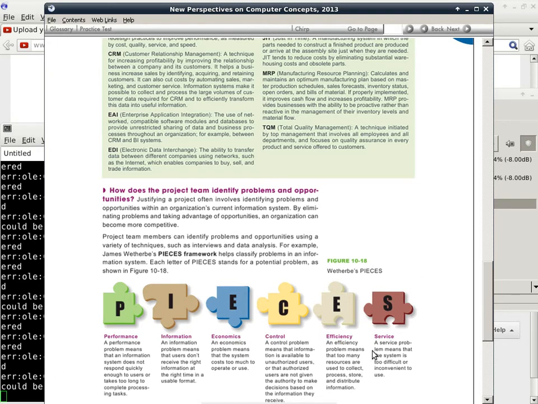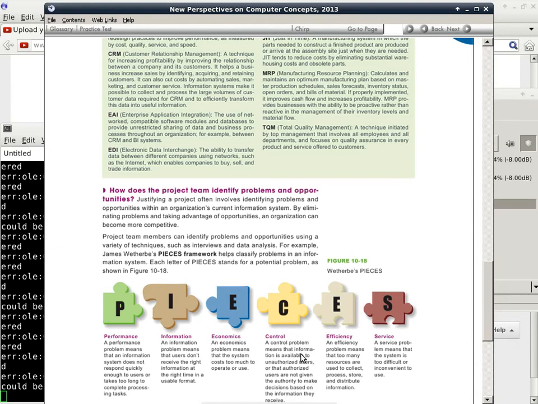So P is performance, and this second E is efficiency. Information: an existing information system may not be collecting all the information that needs to be collected or providing all the information that needs to be provided to the users. Economics means the system costs too much to operate or use, and that is not the same as efficiency here, because the efficiency here has to do with technical efficiency, not money-wise efficiency. So they just put another E in, so we can remember the word as PIECES instead of PICES, which is not a word.